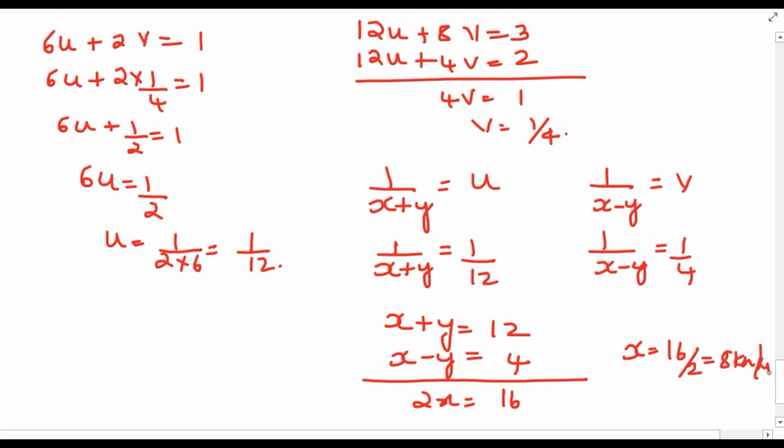So speed of boat in still water is 8 km per hour, and 8 minus y equal to 4, or 8 minus 4 equal to y. Therefore value of y is 4 km per hour. So speed of current is 4 km per hour, and speed of boat in still water is 8 km per hour.